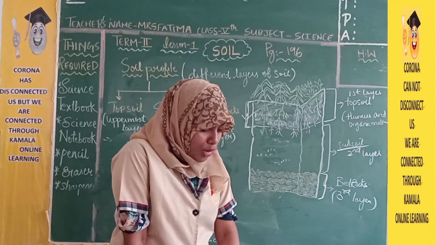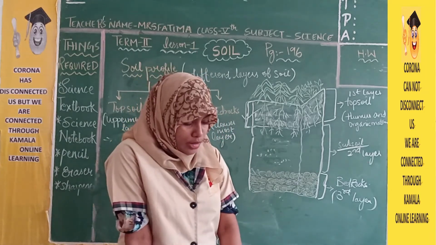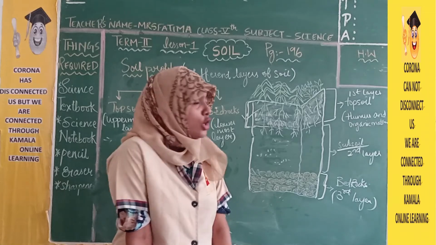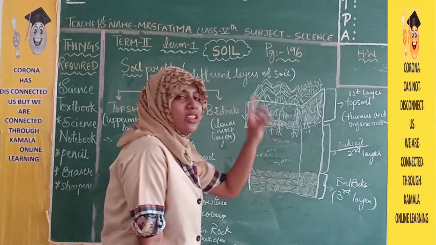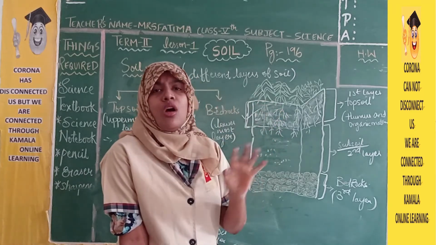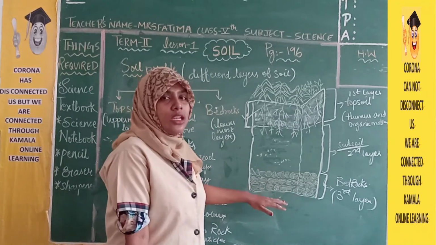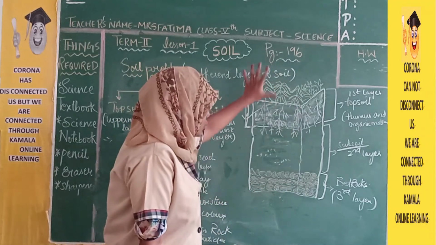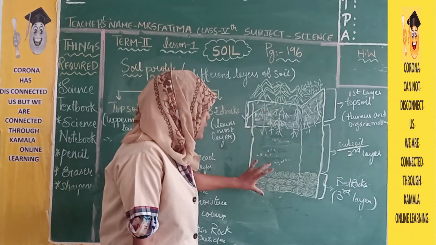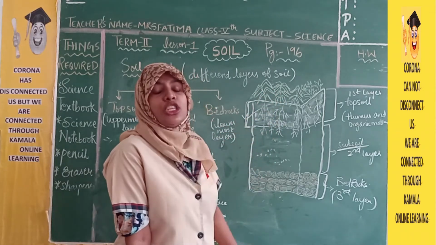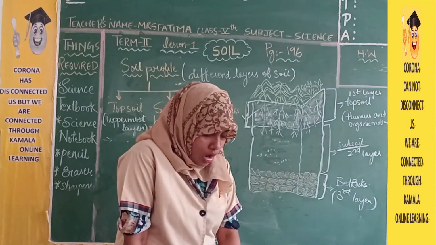Bedrock is the lowermost layer of the soil profile. So in this soil profile, bedrock is the third layer, the lowermost layer. Yes, it is the last layer. When the topsoil, subsoil and the bedrock come together, it is known as soil profile. So it is the third layer, the lowermost layer.